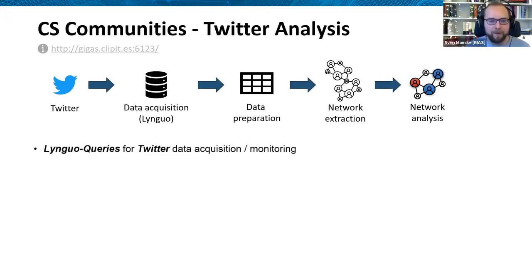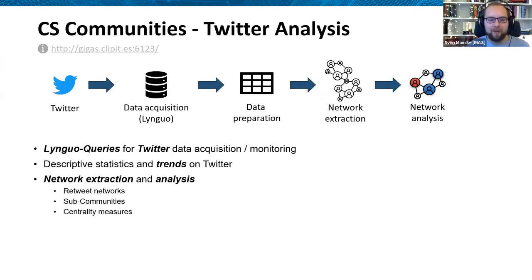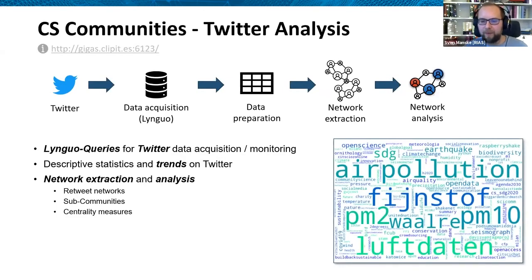So we have those Lingo tools that we use for the acquiring of data. And then we can analyze those data, place descriptive statistics, and identify trends on Twitter. What are the important topics? And what we can also do is the network analysis, for example, the retweet networks that I mentioned, sub-communities, but also centrality measures. And here's a word cloud that we created. You could see that there is quite some high activity.